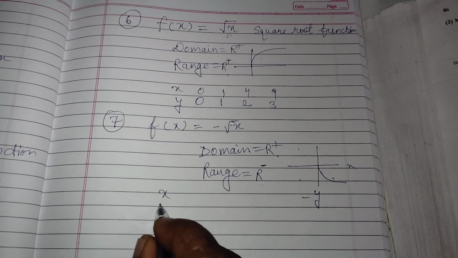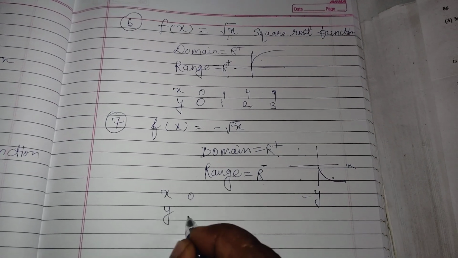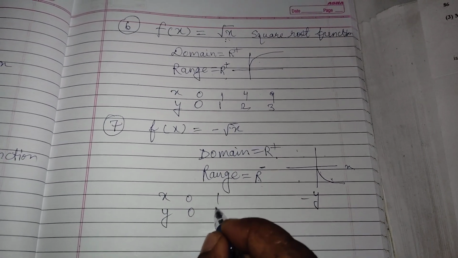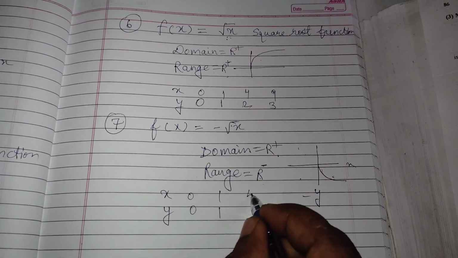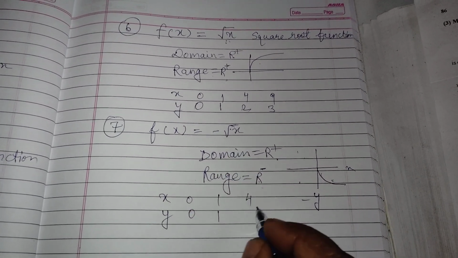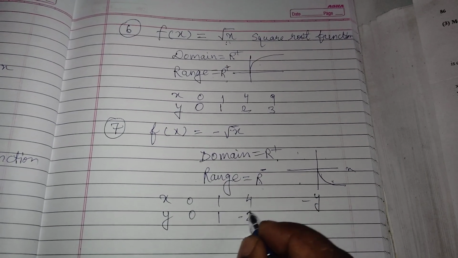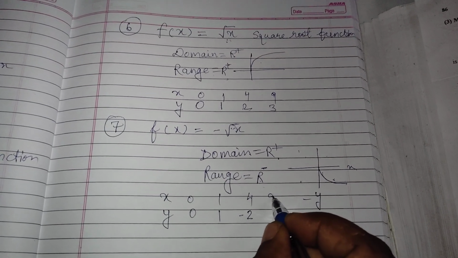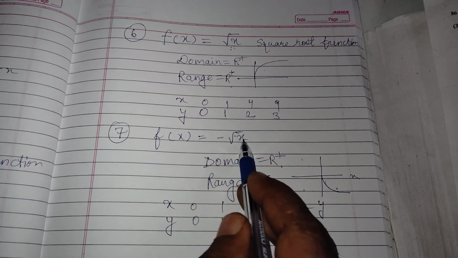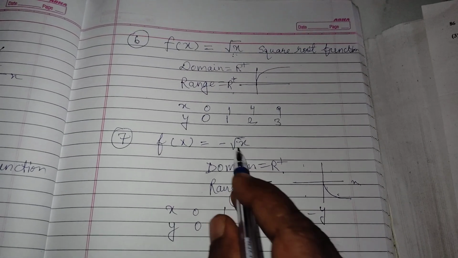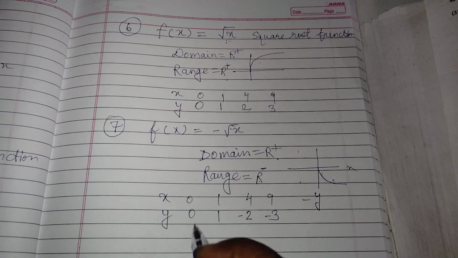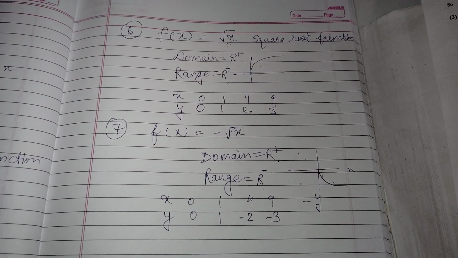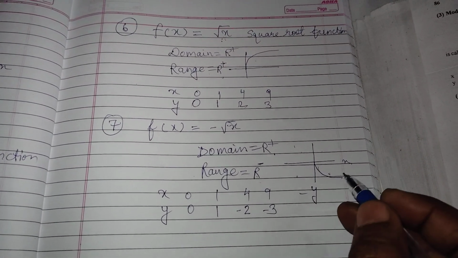And I can make a table. If I take x 0, y is 0. For x 1, y is 1. I take x equal to 4, so square root 4 is 2, and minus is there outside, so we get minus 2. If I take 9, square root 9 is 3, and minus is outside, so minus 3. This way we get the points that will draw this graph. These points are important to draw this graph.